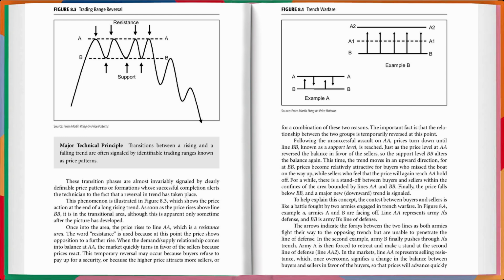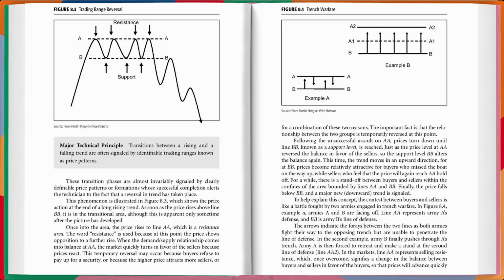Finally, the price falls below BB, and a major new downward trend is signaled. To help explain this concept, the contest between buyers and sellers is like a battle fought by two armies engaged in trench warfare. In Figure 8.4, Example A, armies A and B are facing off. Line AA represents Army A's defense, and BB is Army B's line of defense.